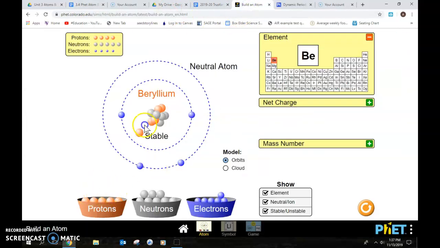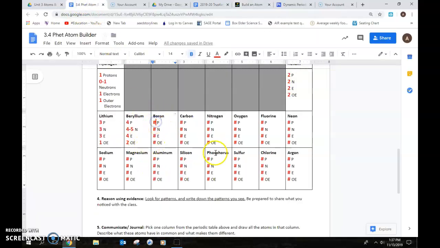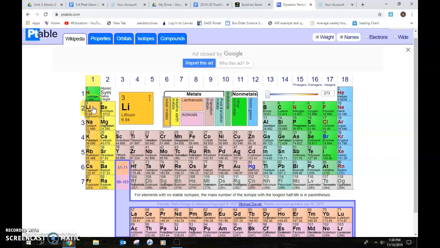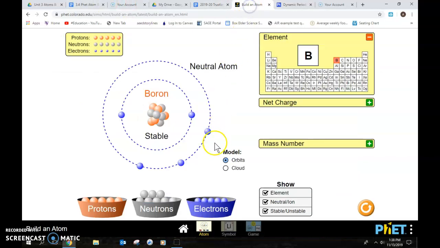Okay, for boron, if I add a proton, it becomes boron. It's stable because it has the correct number of neutrons already, 5, and now it has 5 electrons. 2 electrons are on this first shell, 3 electrons are on this next shell. So we have boron's number 5: 5 protons, 5 neutrons, 5 electrons, 3 outer electrons. And if you actually look at this periodic table, it'll show you, like beryllium right here, 2 electrons are on the first shell, 2 electrons on the second shell. Here's boron, and boron shows 2 electrons on that first shell, 3 electrons on the second shell. So this dynamic periodic table is a good resource.